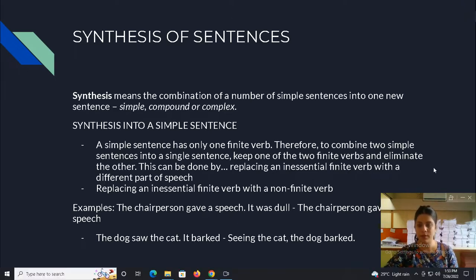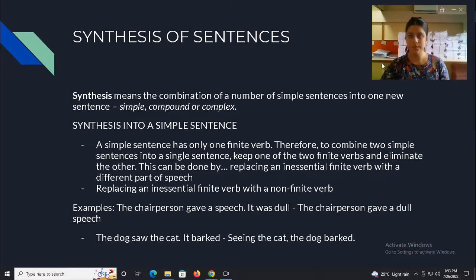So, for example, the chairperson gave a speech. It was dull. The chairperson gave a dull speech. The dog saw the cat, it barked. Seeing the cat, the dog barked.